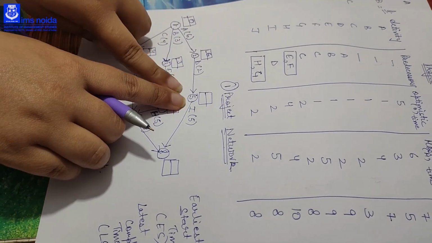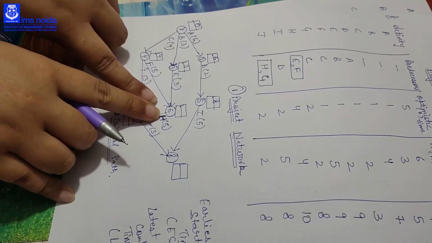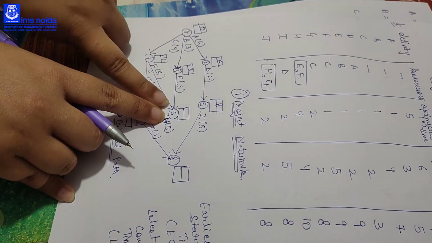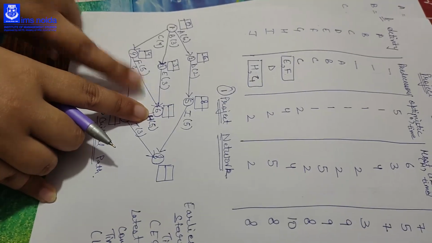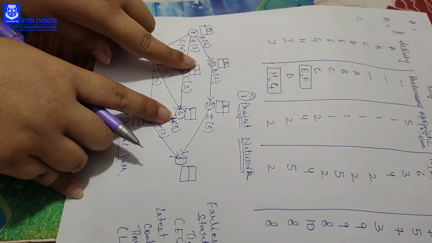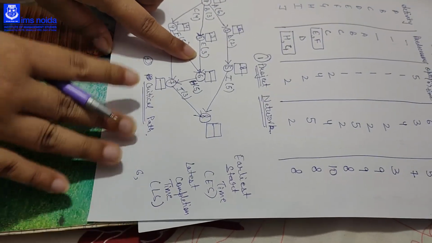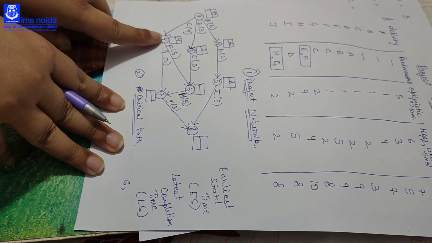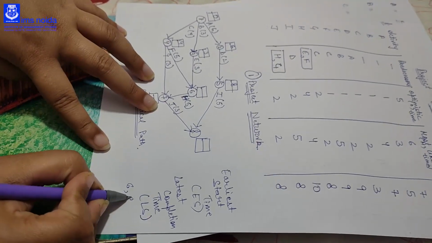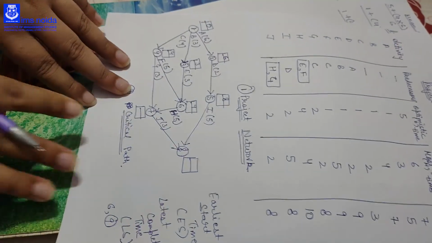So the ES of 5 is 6 plus 2, that is 8. Then we will come to the 6. There are two ways to come to the 6, that is from 3 to 6 and 4 to 6. Again we will see that if you are coming from 3 to 6, you will take the time 3 plus 3, that is 6. And if you are coming from 4 to 6, you will take the time 4 plus 5, 9. You will again take the maximum time, that is 9. So the ES of 6 is 9.